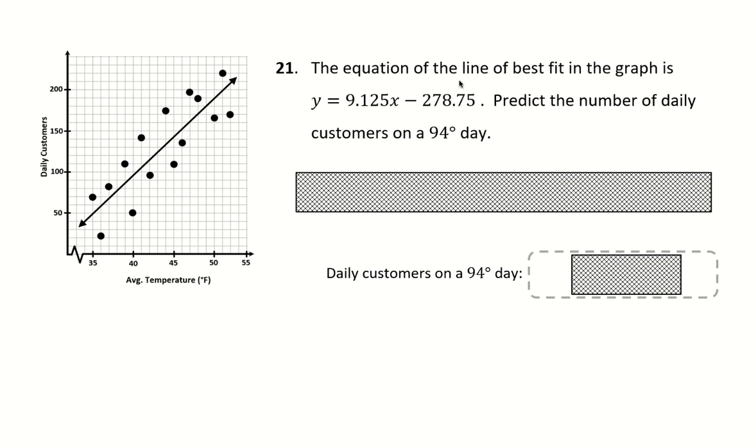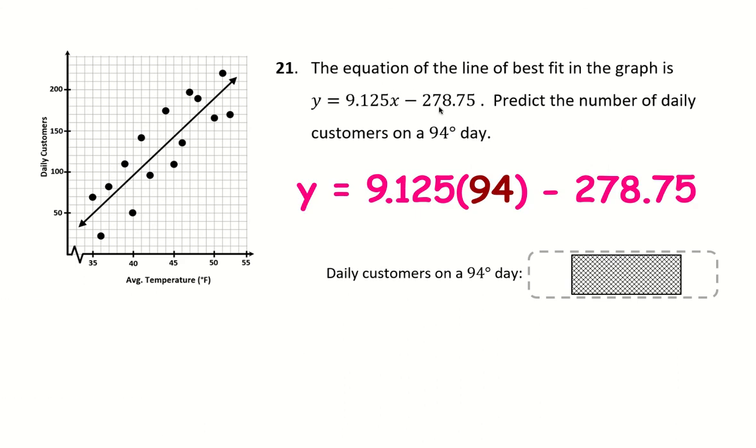But not only that, if you have the equation given to you for free, you might as well use it, because 94 is literally an x value, a temperature x value. So you might as well just use that. This was my idea for number 21: use what you're given. And if I'm giving you the equation, thank you very much, Mr. Falk, plug in 94 for x and just crunch these numbers, and you get 579 customers.